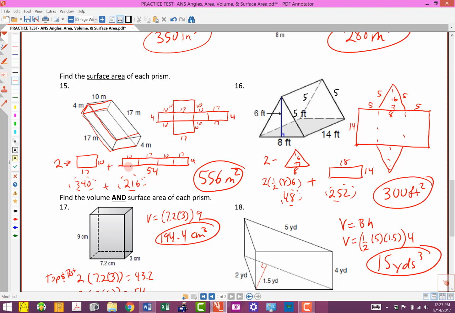When we do 54, because that's how long this entire side is, it's 54 wide and then 4 tall. So when we multiply those together, we get 216. Add those together, we get 556 square meters.